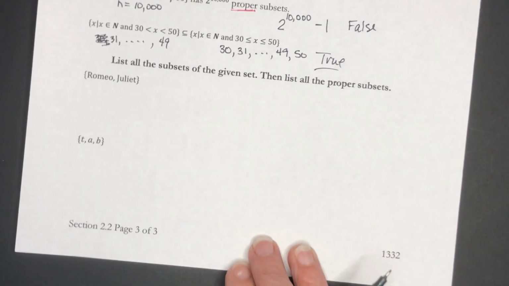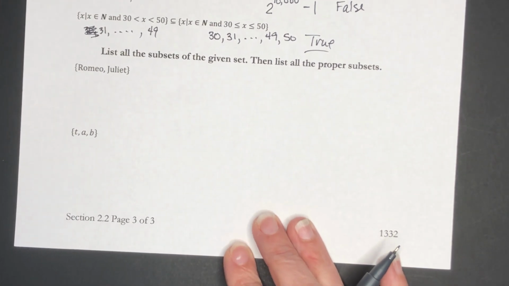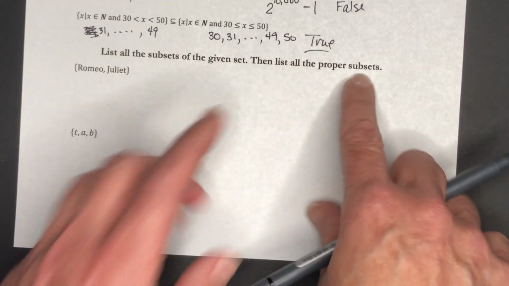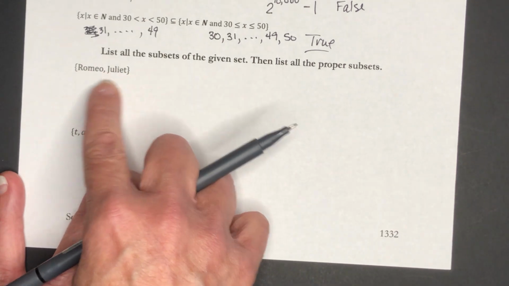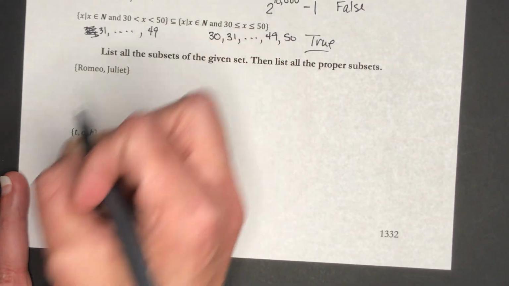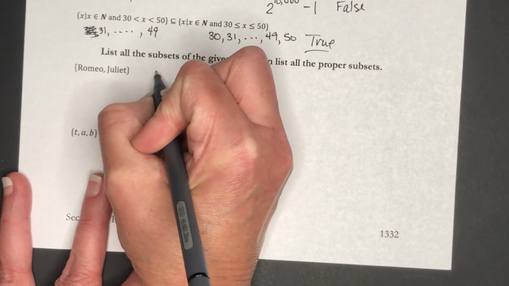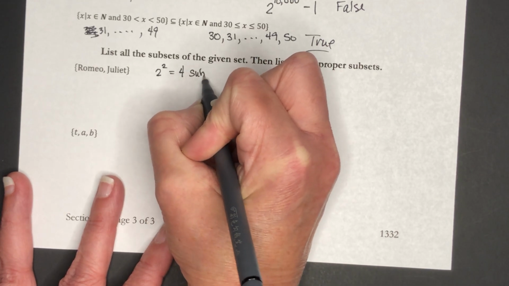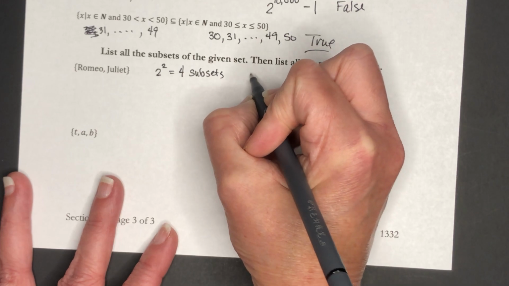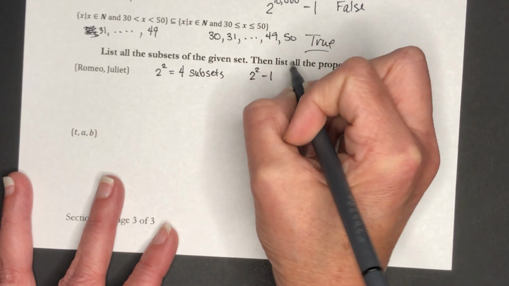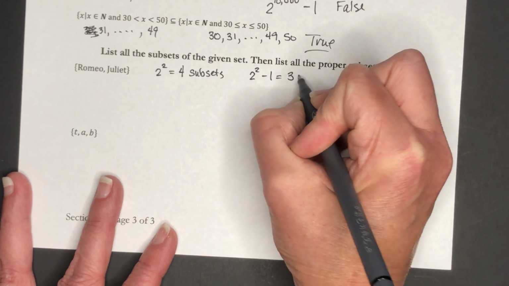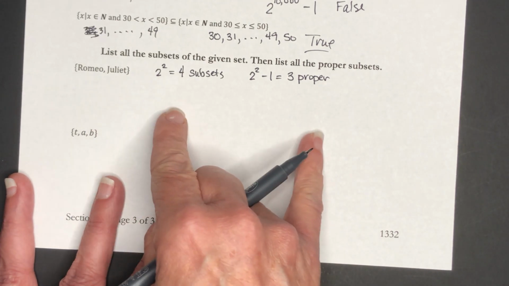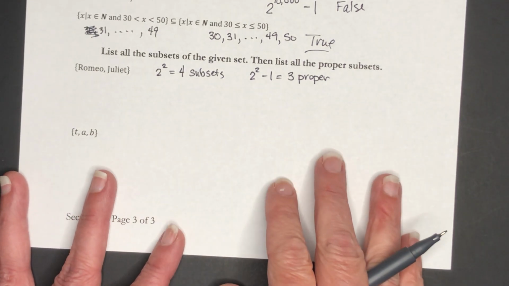Okay, now to get practice listing all of the subsets, list all the subsets and then list all the proper. Okay, so here we have a set with just 2 elements, Romeo and Juliet. So I'm going to do a quick calculation. I expect there to be 2 squared subsets, so 4 subsets. And I expect there to be 2 squared minus 1, which would be 3 proper subsets. Just doing that much can help you out because it can get easy to get lost in these problems.